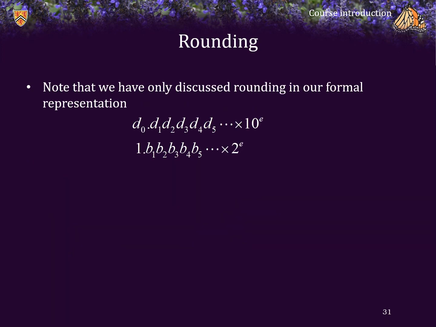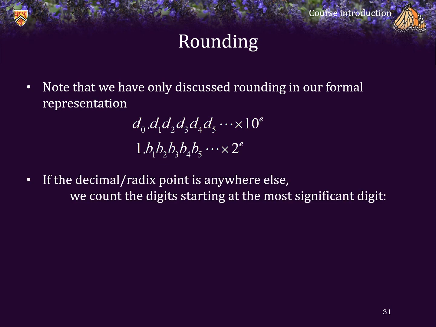Now note, we've only discussed rounding in the context of our formal representation of decimal and binary numbers. If, however, we have a decimal or binary number where the radix has been shifted either to the left or to the right, leaving off the times 10 to an exponent or times 2 to an exponent, if we are rounding, we will simply start counting digits at the most significant digit. So to round this to 4 digits, we start at 5838. The fifth digit is 1, therefore we truncate.